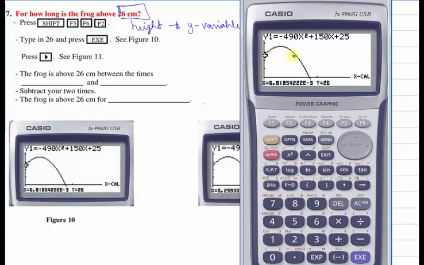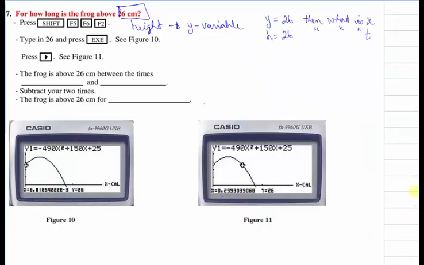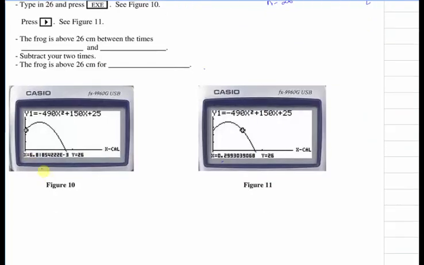The second time that the frog reaches a height of 26 is over here, so we want to know what that time is too. So we hit our right arrow, and the next time our frog reaches a height of 26 centimeters is at 0.3 seconds. Okay? All right, so I'm just going to write down here that this number means 6.8 times 10 to the negative 3, which written as a decimal is 0.006. And for the purposes of this problem, I am going to round it off to the nearest hundredth.